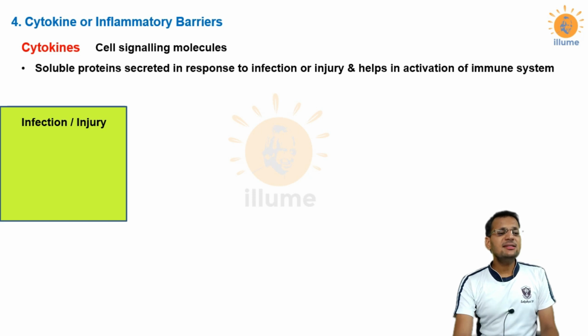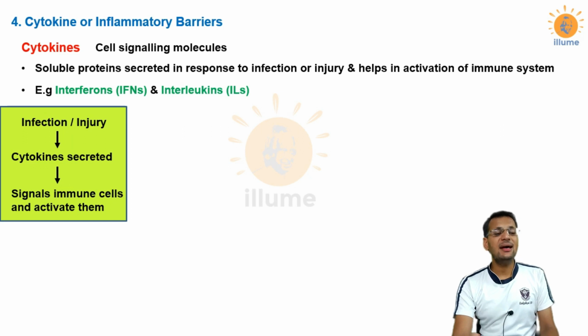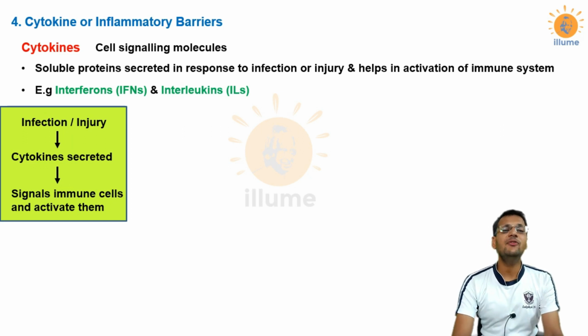See, whenever there is an infection or injury to a local site, the cytokines are secreted, and these cytokines signal the immune cells for their activation, and the entire immune system gets activated. And the best examples of cytokines are interferons and interleukins. There is a long list of cytokines. Cytokines has innumerable number of molecules in it, but at this level for the NEET exam I'll be discussing the most important of them, that is interferons and interleukins.